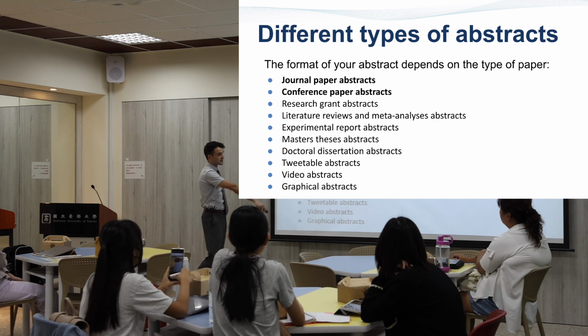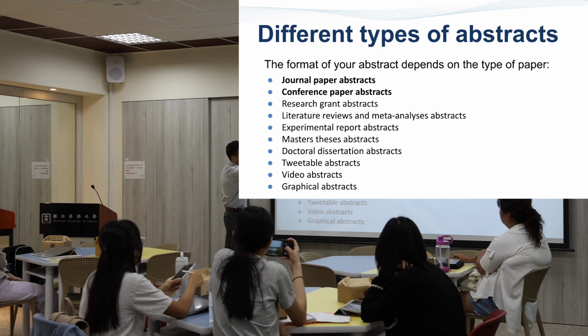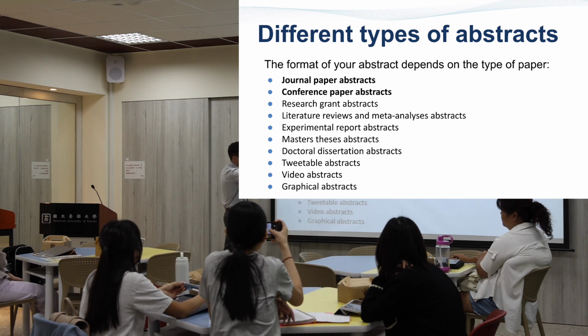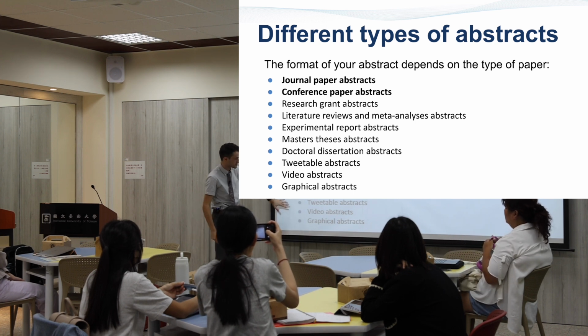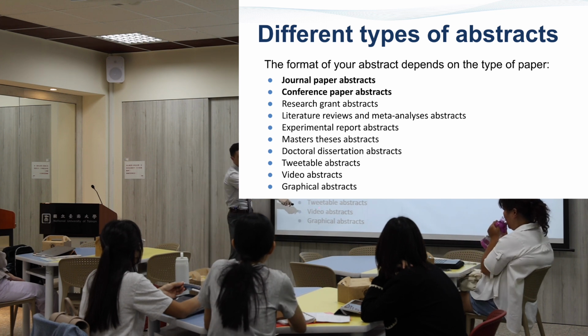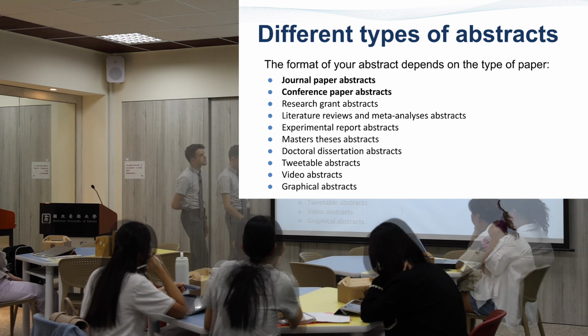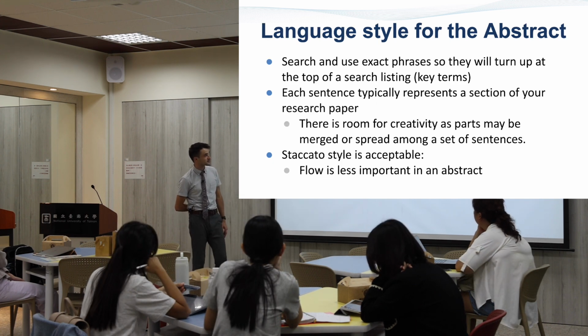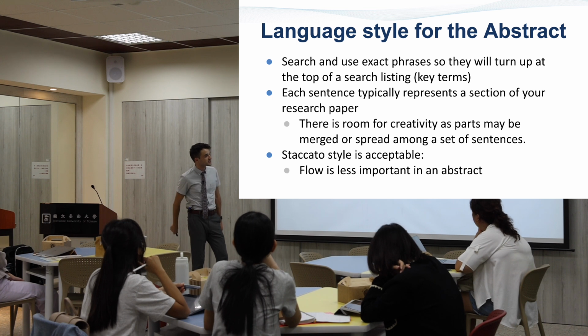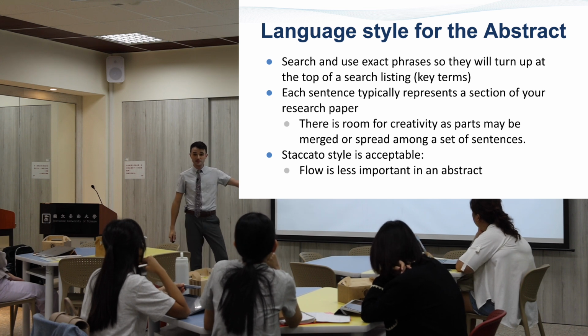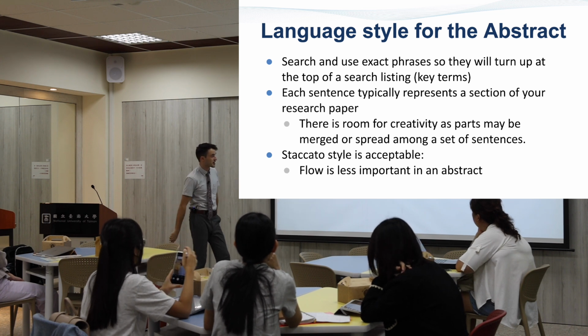Different types of abstracts, most common ones right here. Journal paper abstracts, conference paper abstracts, but you can also do research grants, literature reviews, masters and theses. Some people do tweetable abstracts, which is kind of cool. Language style for the abstract: search and use exact phrases so they will turn up at the top of search listings. This is your key terms, SEO, search engine optimization.